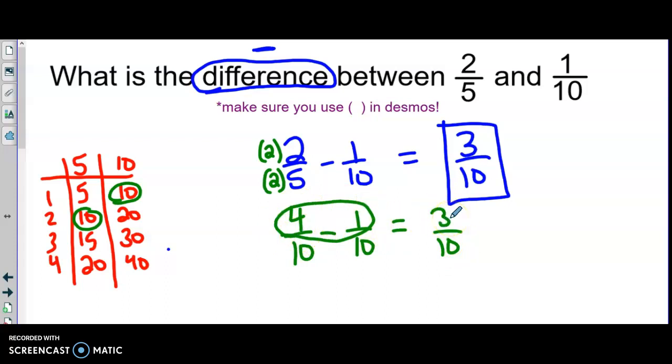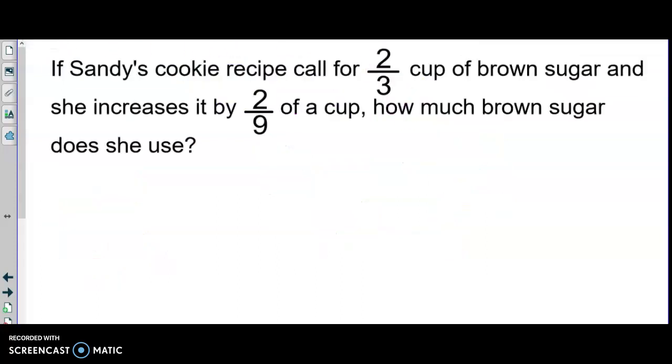If you want to do all of that by hand, you are welcome to do that. For the rest of this video, I'm going to show you how to use Desmos because I think it is crucial that we can use our technology.